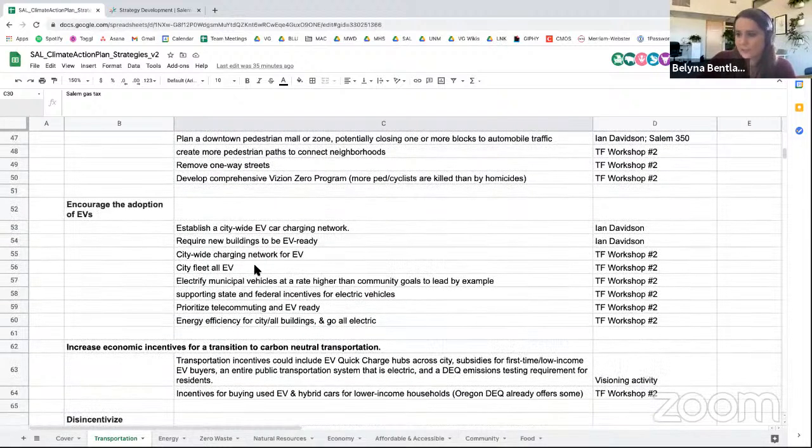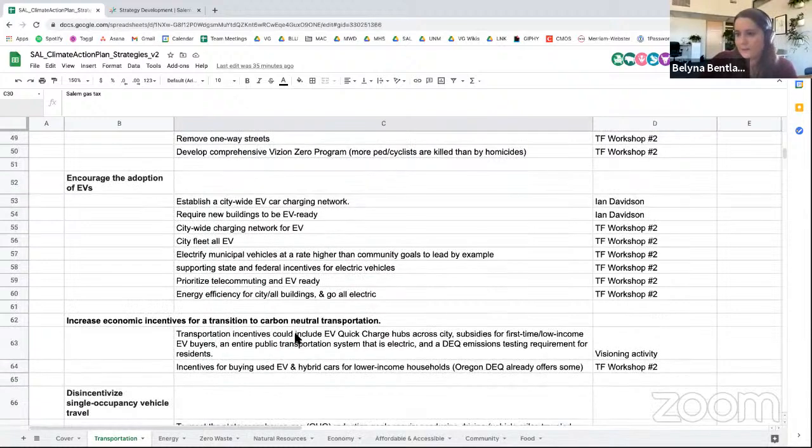And then moving into encouraging the adoption of EVs. So we have some strategies around converting the city fleet to all electric, also implementing a citywide charging network for EV vehicles, prioritizing telecommuting and EV readiness. So telecommuting, another part of going through the strategies today, we can talk about where the overlap points are. So prioritizing telecommuting also comes up in economy.